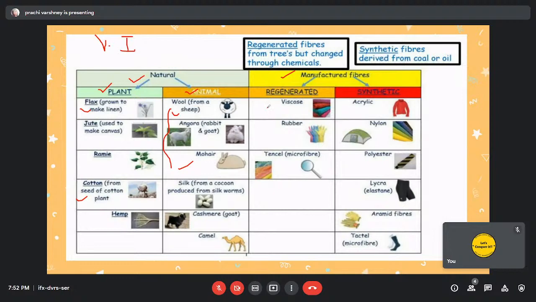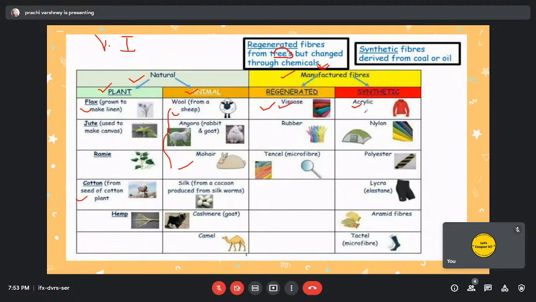So let's talk about synthetic fibers. There are some regenerated fibers and some synthetic fibers. So what is the difference between regenerated and synthetic ones? Regenerated fibers are those fibers which we make through chemicals. The raw material is natural, but we mix in chemicals. So we can make regenerated fibers by using natural raw material and mixing in some chemicals. Like in viscose, we use wood pulp.